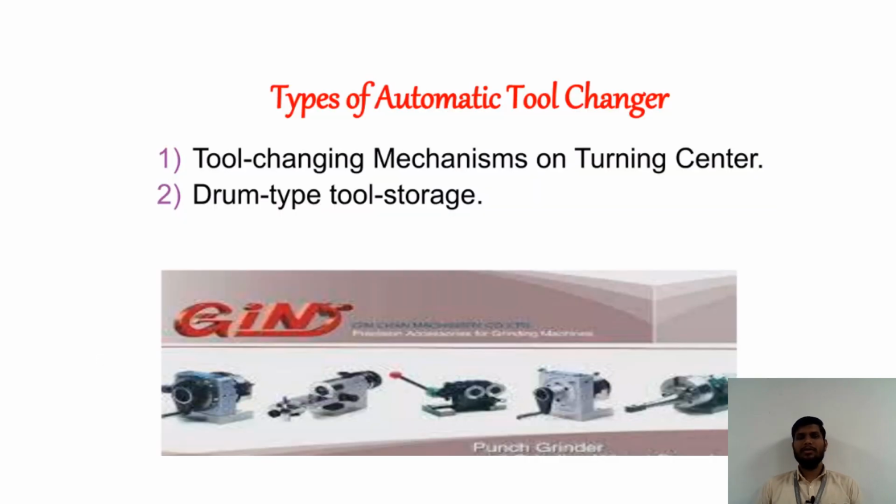Types of automatic tool changer. When we are mass producing using CNC machine tools, the workpiece needs to undergo various processes and operations with the help of tools. To provide access to all the tools in one go, an automatic tool changer is needed. So there are types of automatic tool changers. First one is the tool changing mechanism on turning centers, which are turret head types. Another one is drum type tool storage.